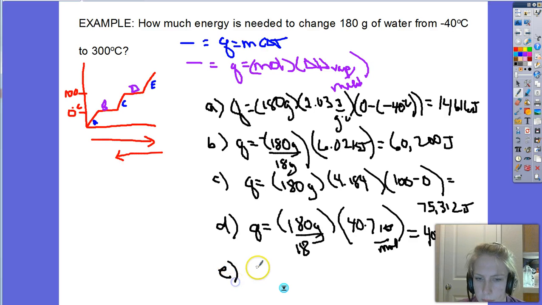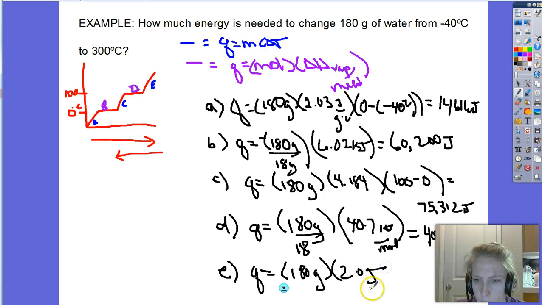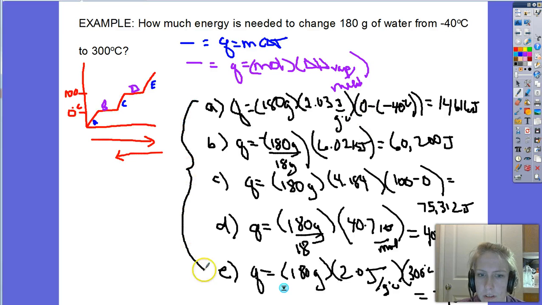And our last step is going to be heating our steam. So we're using Q equals mc delta T one more time. And the specific heat for steam is 2.0 joules per gram degrees Celsius. And our temperature change, our final in this problem, it says we go up to 300 degrees Celsius, minus our 100 degrees Celsius, because that's where we ended, and that will give us 72,000 joules.